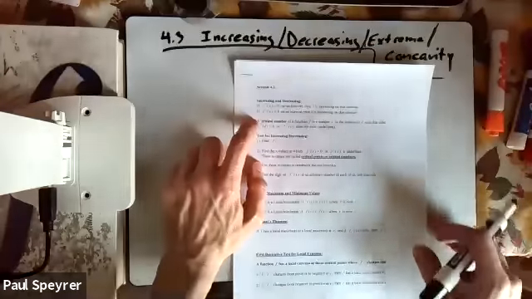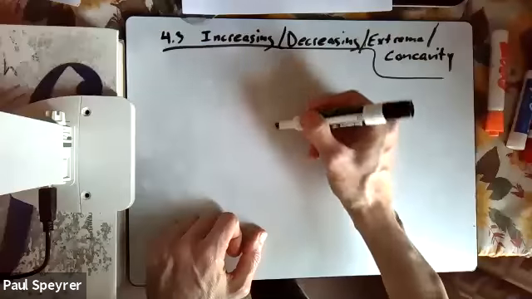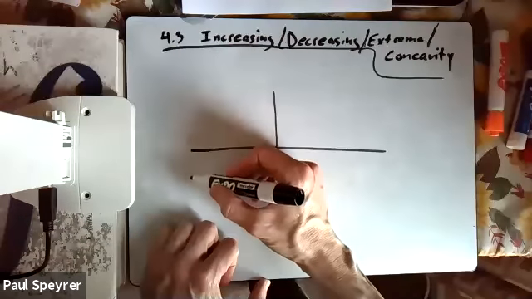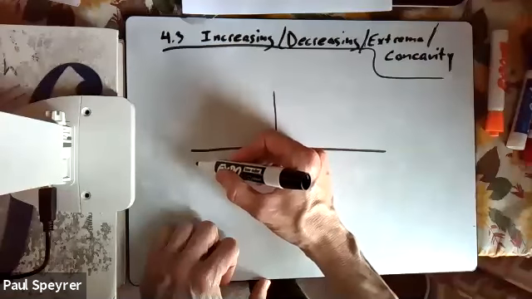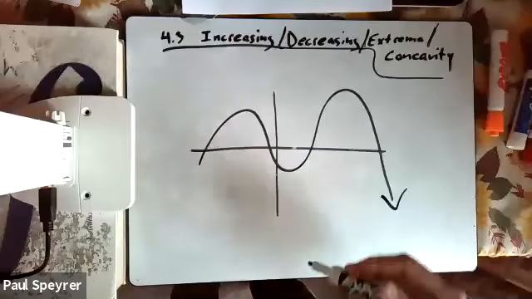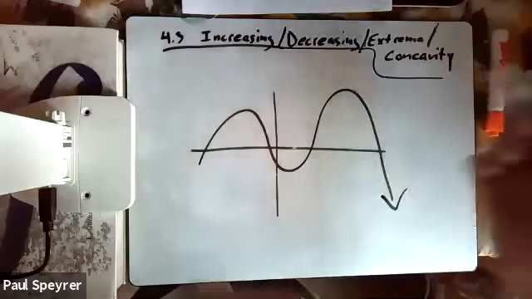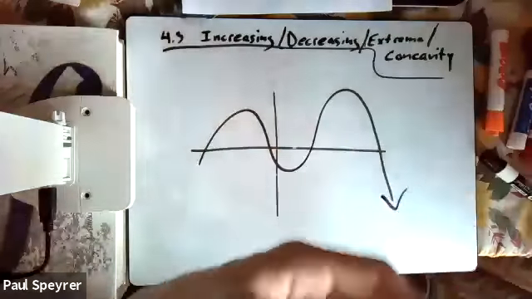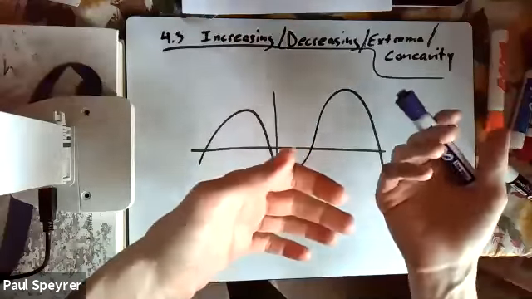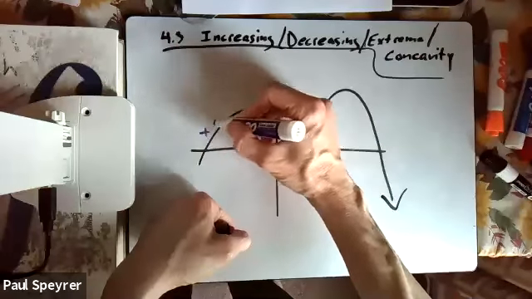But what do we mean by increasing and decreasing, this concavity stuff? Conceptually, this is what we have. Let's say we just have a random graph, and it's doing something like this, just something random. And we're asked where is this thing increasing and decreasing. Remember, increasing and decreasing is basically where you have a positive slope for increasing or a negative slope for decreasing. So you read a graph from left to right.